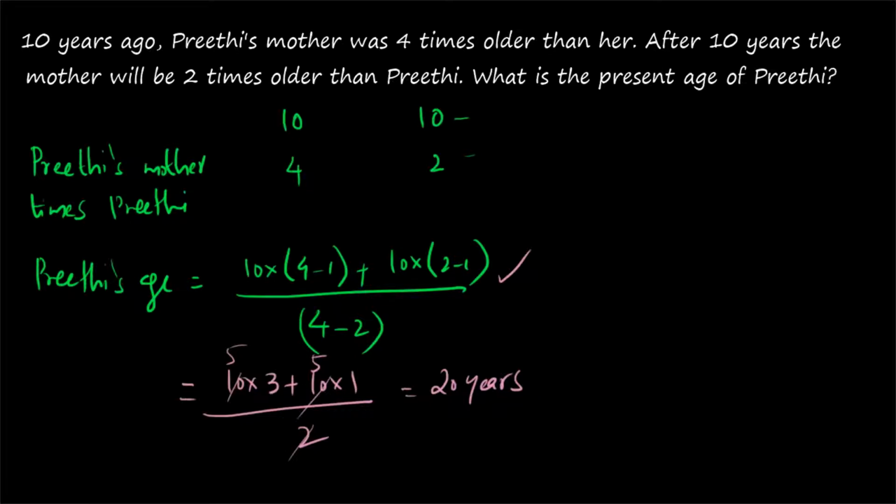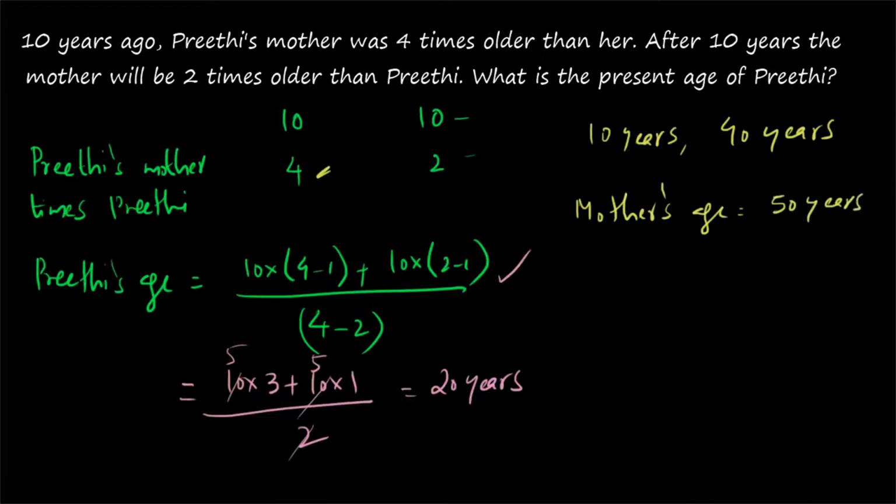So what was Preethi's age 10 years ago? It was 10 years. And what was the mother's age 10 years ago? 4 times, so it is 40 years. So at present, what is the mother's age? The mother's age is equal to 40 plus 10 is equal to 50 years. Sorry, the mother's age is not asked here. I just found out the mother's age also. Here only Preethi's age is asked. So Preethi's present age is equal to 20 years. You can directly get that from the formula. Thank you for watching.